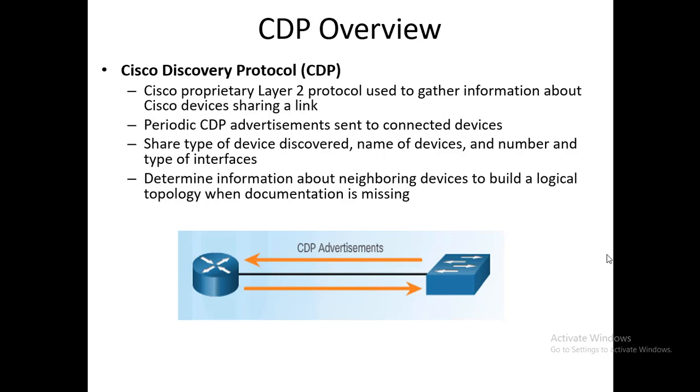Periodic CDP advertisements are sent to different connected devices, and the type of the device is then discovered. Also the names of devices and the number and types of the interfaces are discovered in this protocol. It also determines information about the neighboring devices to build a logical topology when the documentation is missing. It means that if you do not have any documentation provided, you can also find the information using this protocol.